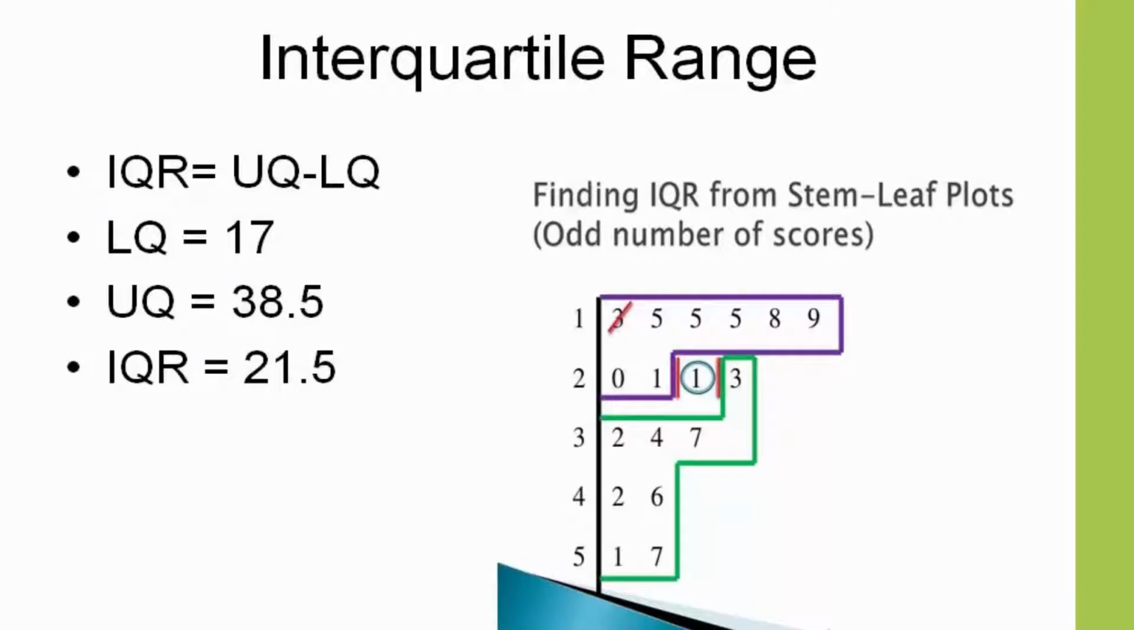As you can see, you have to locate the median first. Once you have located the median, you then cross off again and find the middle value. In this case, the lower quartile will be 17. You do the same to find the upper quartile, and then you simply subtract the 2 numbers.